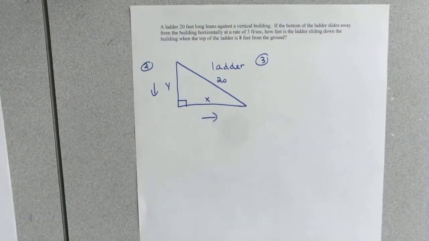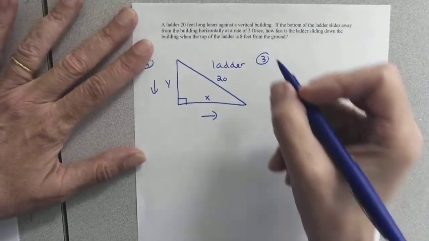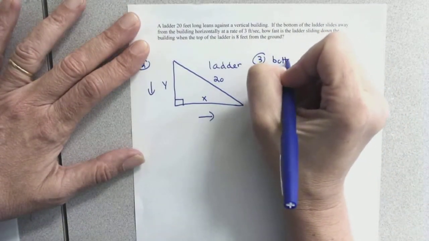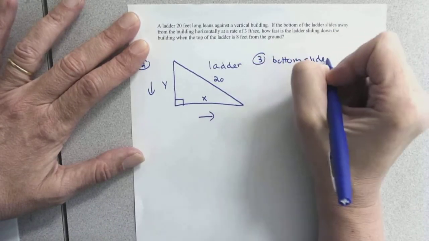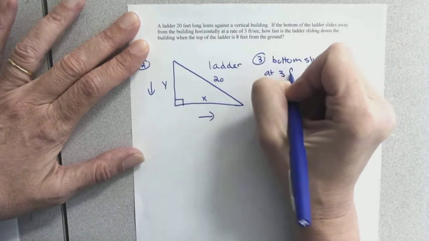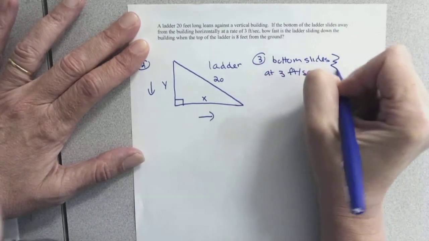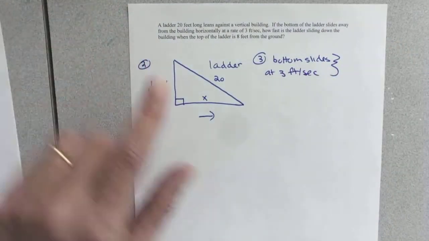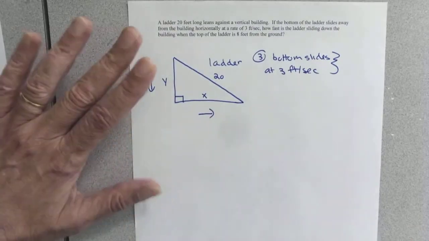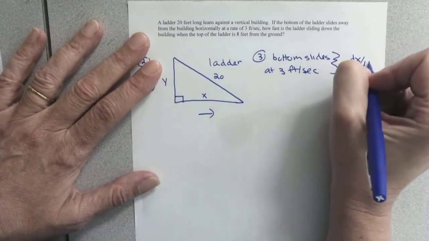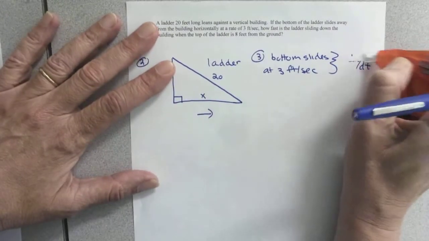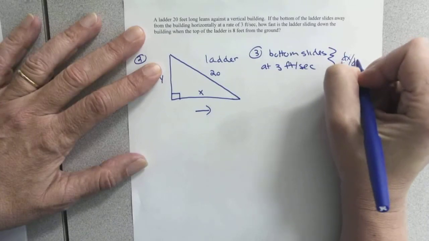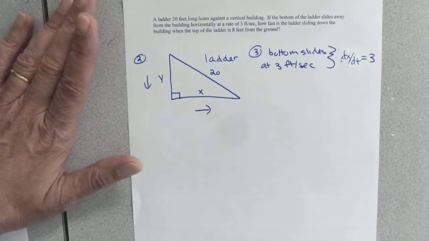Now, saying what each phrase meant. A ladder 20 feet long leans against a vertical building. That gave me the picture. If the bottom slides away from the building horizontally at a rate of 3 feet per second, well, that's a rate. The bottom I labeled X, and so I get dx/dt equals 3.